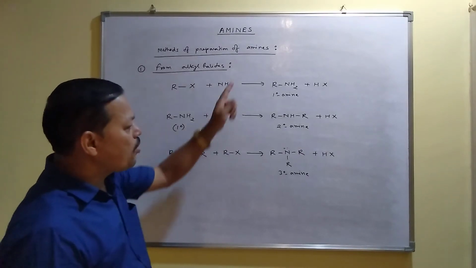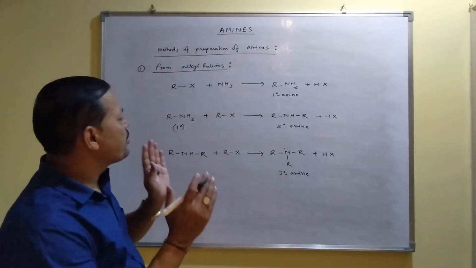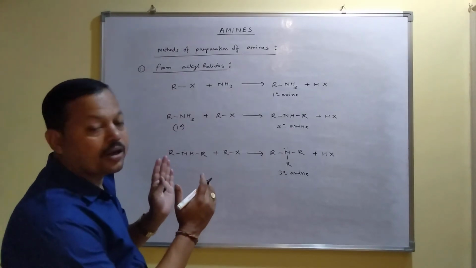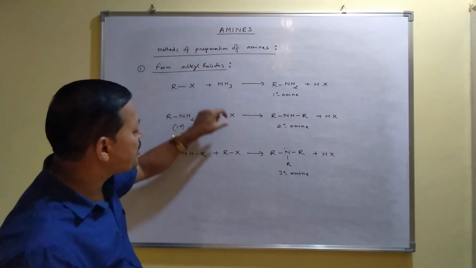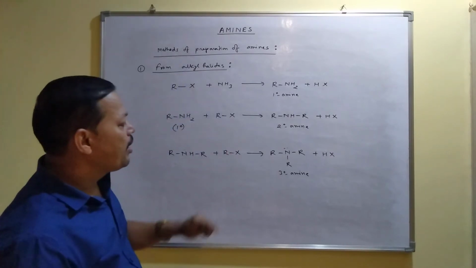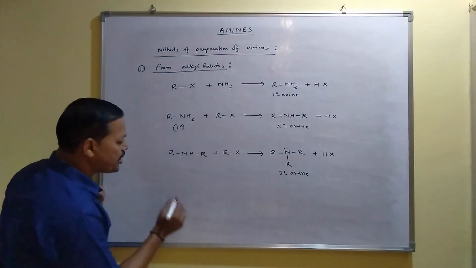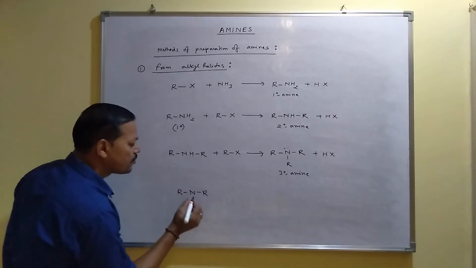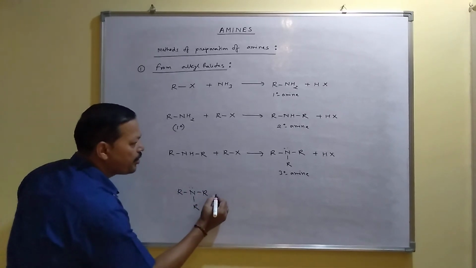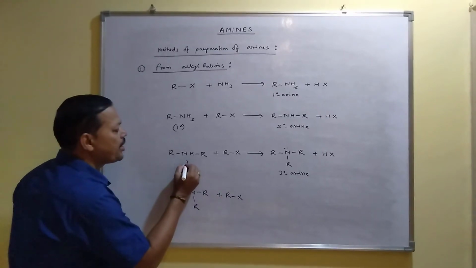But to prepare all of them, the haloalkane RX, you have to take in a huge amount. I mean, if you take an excess amount of haloalkane, then the reaction will continue this way and you will get primary, secondary, tertiary. Also you will get quaternary. How? When the tertiary amine reacts with haloalkane again, then also the reaction takes place.